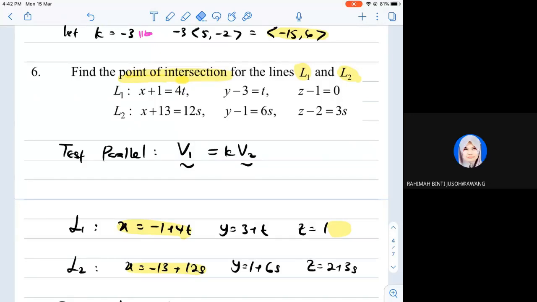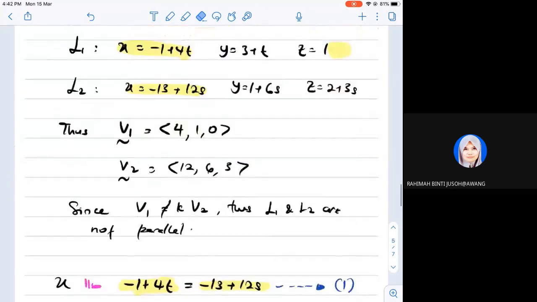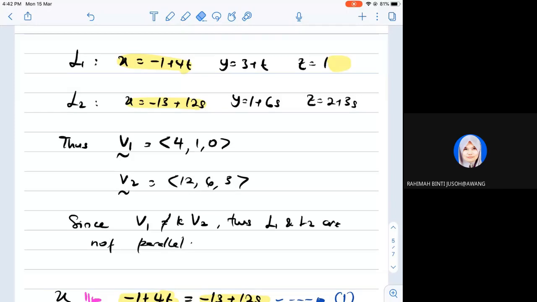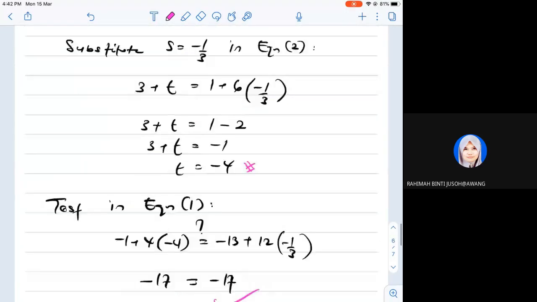How is it, guys? Just substitute the value, substitute either one. If you choose to substitute in L1, you substitute the value of T. If you choose to substitute in L2, you substitute the value of S. Both will give you the same answer, don't worry. Okay, so let's say we substitute.